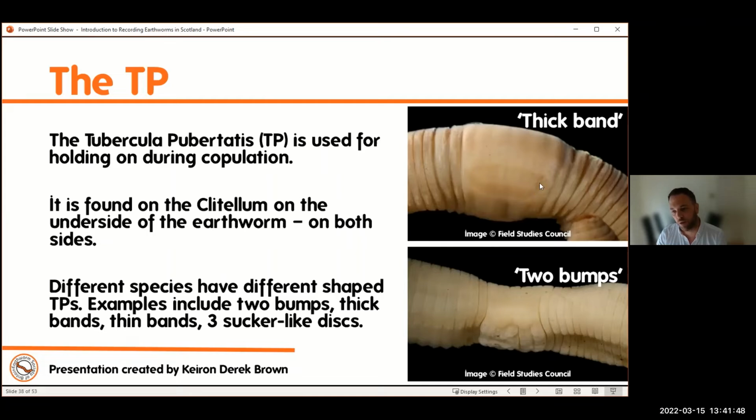So here we've got what is called a thick band. Here we've got what we call 2 bumps. And we're looking at what segment numbers it starts and ends on. And once you've become well versed in earthworm ID, quite often it's this feature that you'll skip straight to, and that might give you the species. If you think of the round earthworm like a clock, it's between 4 and 5 o'clock and 6 and 7 o'clock on the earthworm.